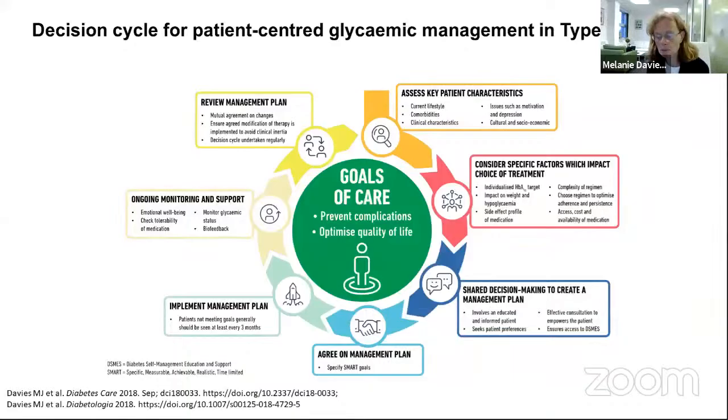And we propose that that should start with an assessment of the key characteristics, including comorbidities and depression and cultural and socioeconomic circumstances. We should consider specific factors which impact on the choice of treatment, including hypoglycemia, weight, cost of treatments and access to treatments. That we should have shared decision making to create a management plan, which I'll briefly talk about. And that once we agree with the person with diabetes, we should implement that plan, but it should be subject to ongoing monitoring and support and review.